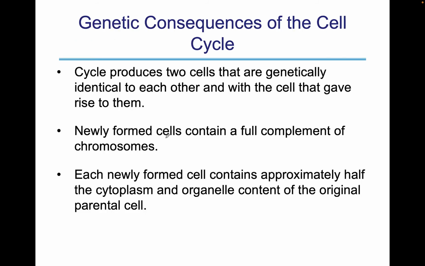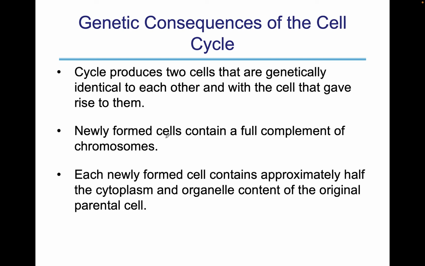So what are some genetic consequences of the cell cycle? One, know that the cell cycle is producing two cells that are genetically identical to each other. And with that, it gives rise to new cells. You also have newly formed cells that contain a full complement of chromosomes. So one cell is going to produce another cell, a sister cell or daughter cell, that has the full complement of genetic information in that cell.